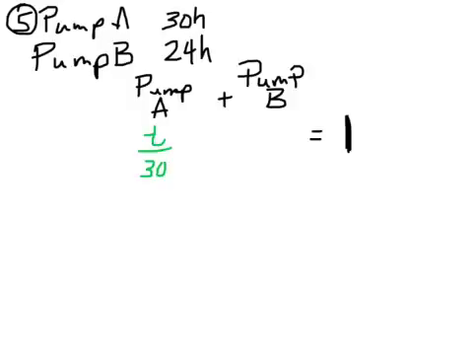Now we need to add in the amount of work that pump B did. Now pump B usually can do the whole job in 24 hours, but it didn't do the whole job. It just did part of it. And they started these pumps at the same time, running the same amount of time. So if we call T the time for both of them, I can just say however much time it was working out of 24. If I add these together, these are going to add up to 1.